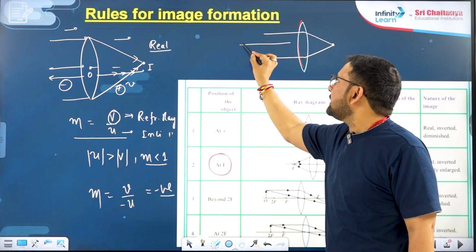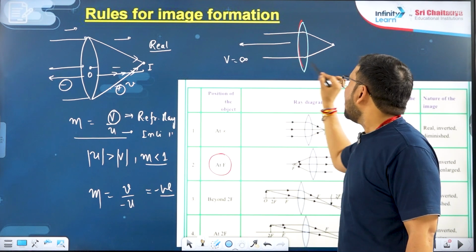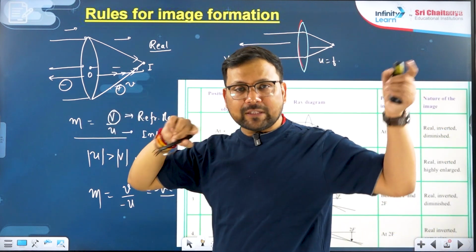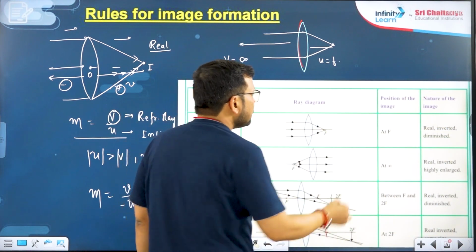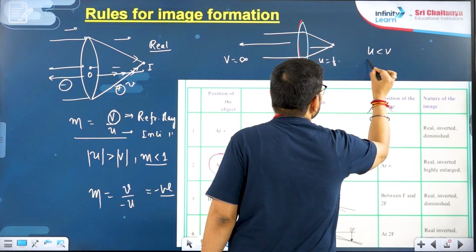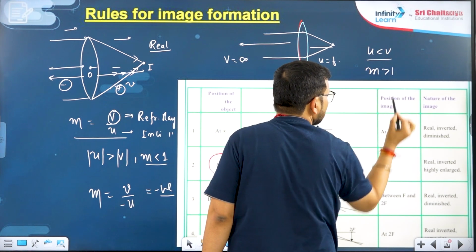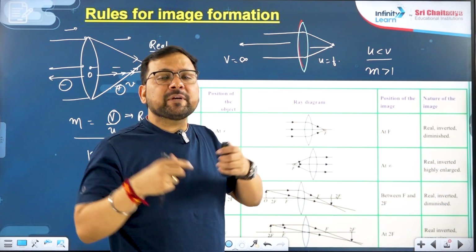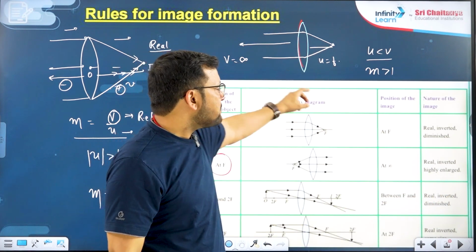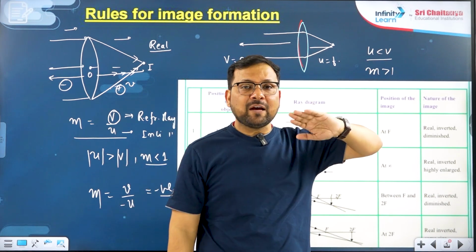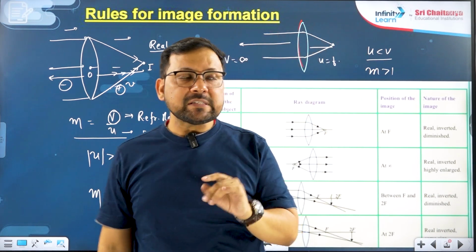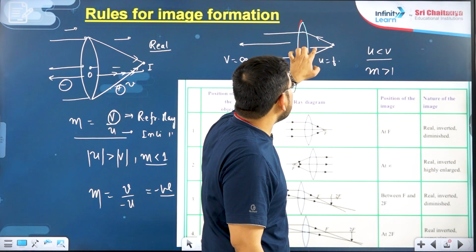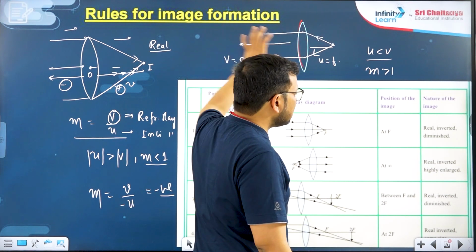Now you can see v is infinity and u is equal to f. Obviously infinity is more than f. So here u is less than v. v is more, so magnification is more than 1, and more than 1 means it will be highly enlarged. Enlarged is obvious, highly because v is infinity. So that's why, by magnitude comparison of u and v, m more than 1 is enlarged, less than 1 is diminished. Then, are the rays actually going or apparently going? Actually, so it will be real.